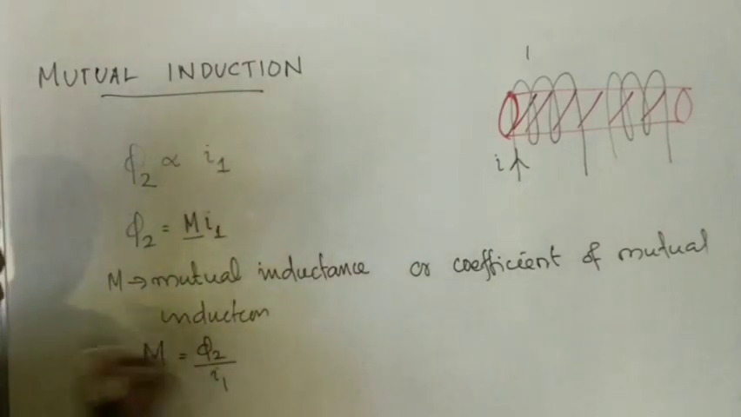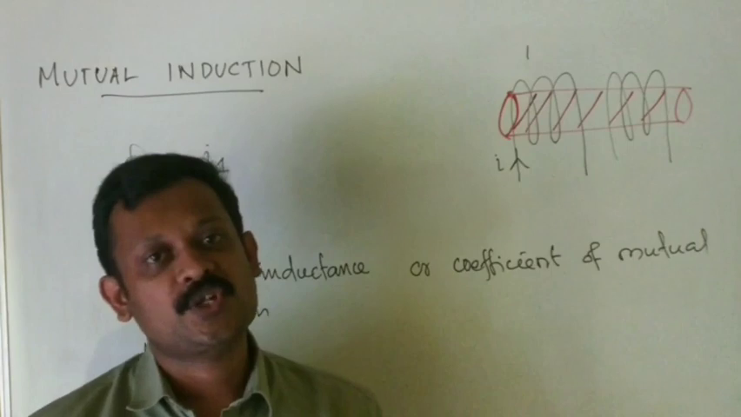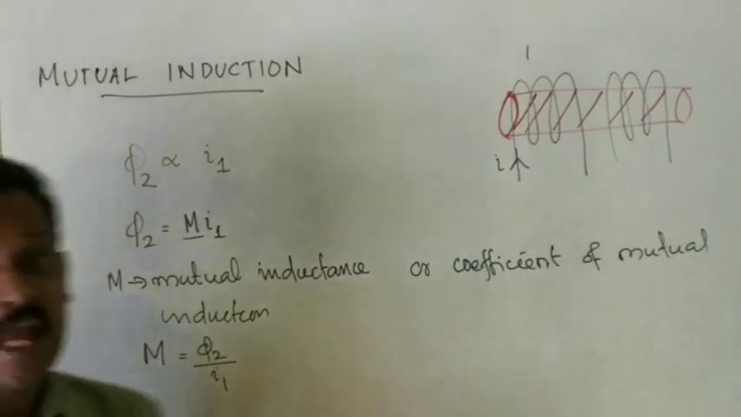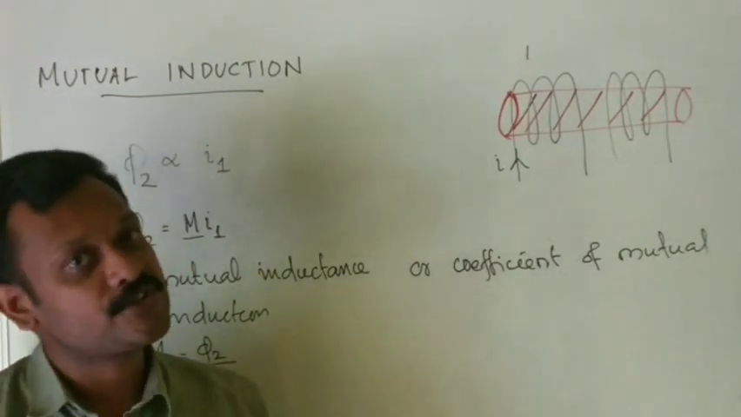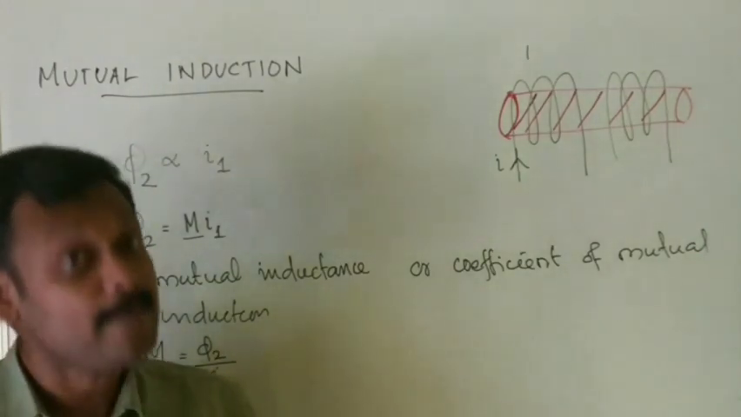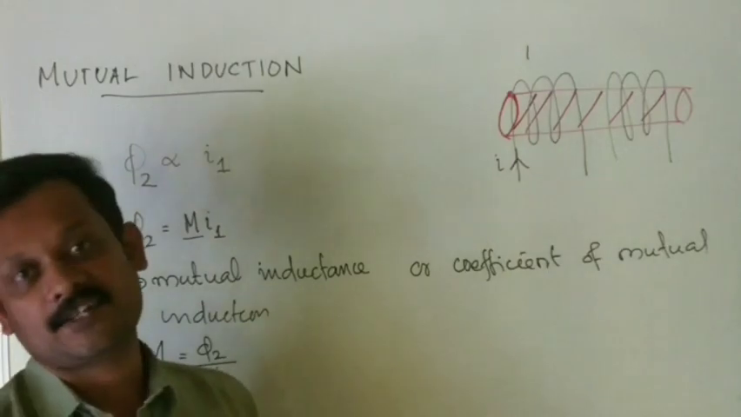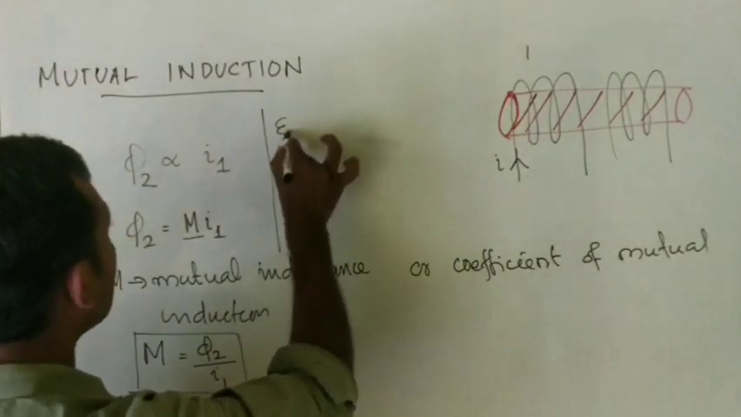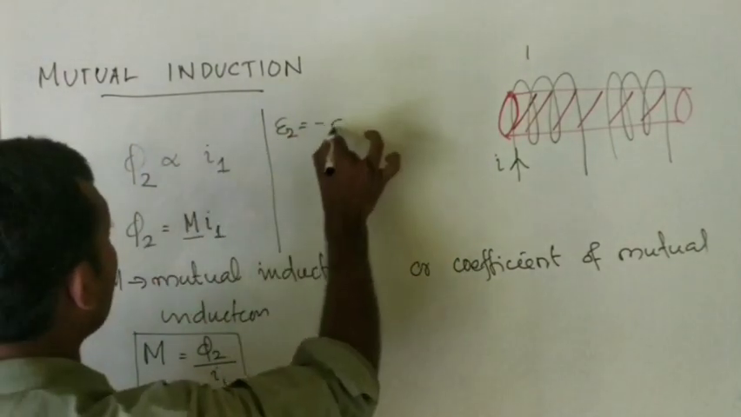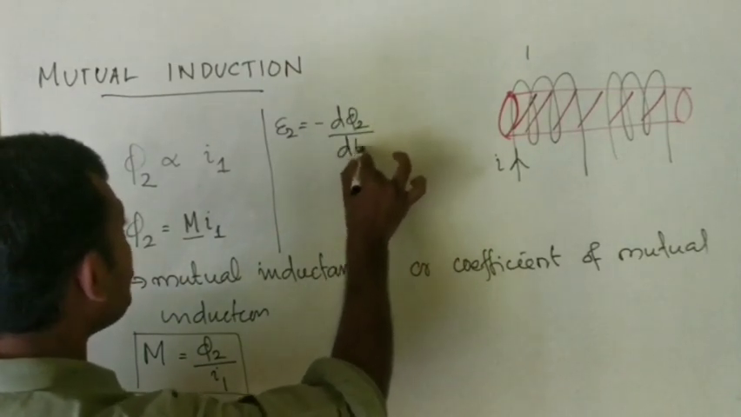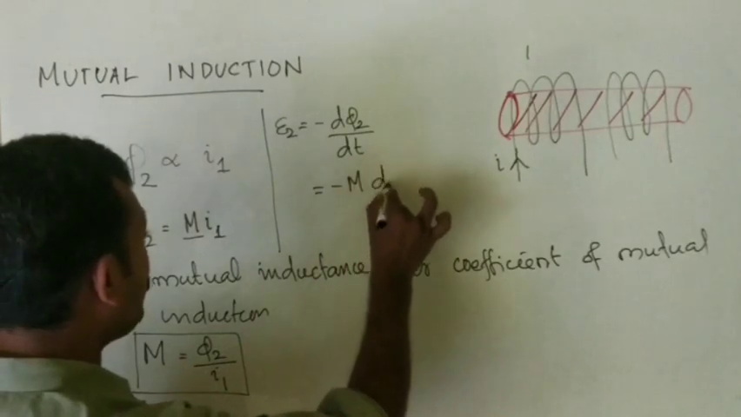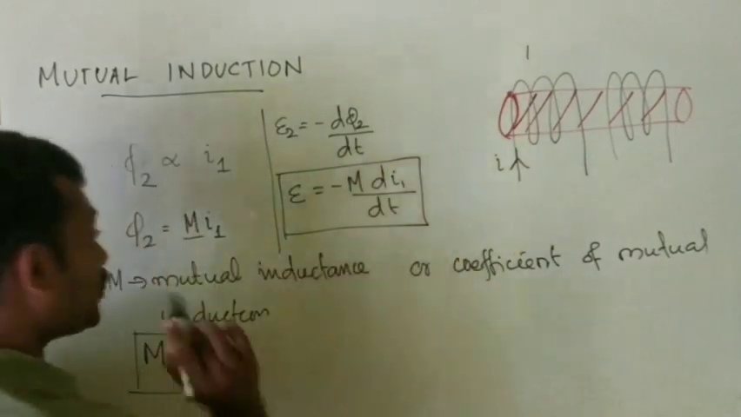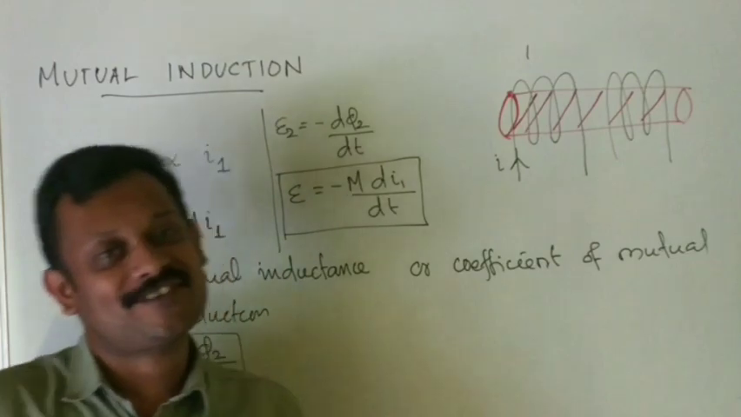by I1. Now just like self-inductance, dimensionally it is the same as self-inductance. So the SI unit as well as the dimensional formula for mutual inductance is the same as that of self-inductance. This is an important relation to follow. Now what is the EMF induced in the second coil? I can differentiate this expression to get the answer: the EMF is equal to minus d phi 2 by dt, which is equal to minus M into d I1 divided by dt. That is the formula for the EMF induced as a result of mutual induction.